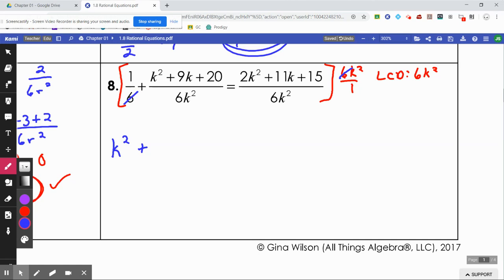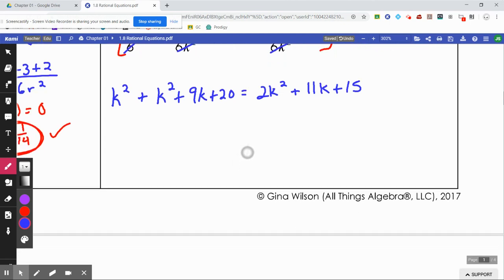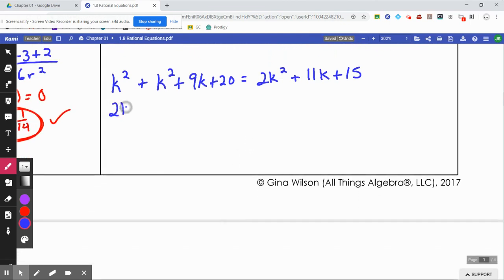Plus, multiplying your second term by 6k squared, the whole thing cancels and leaves you with just the top, k squared plus 9k plus 20 equals, when you multiply your third term by 6k squared, the whole thing cancels again and leaves you with 2k squared plus 11k plus 15. Let's combine all of our like terms. On the left side gives you 2k squared plus 9k plus 20. The right side you have 2k squared plus 11k plus 15.